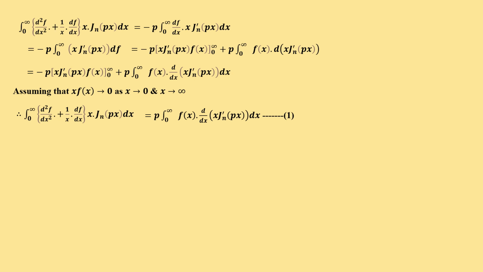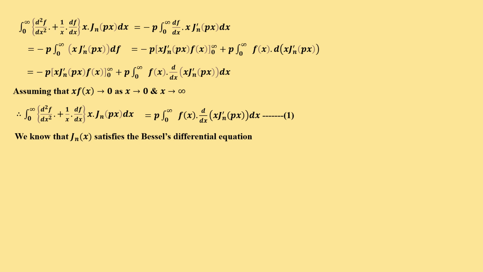Therefore the first term, when applying the lower and upper limits, both terms are 0, so we will get that the first term is 0. Then remaining, you are having only p integral 0 to infinity f(x) d/dx of x Jn'(px) dx, that is equation number 1.